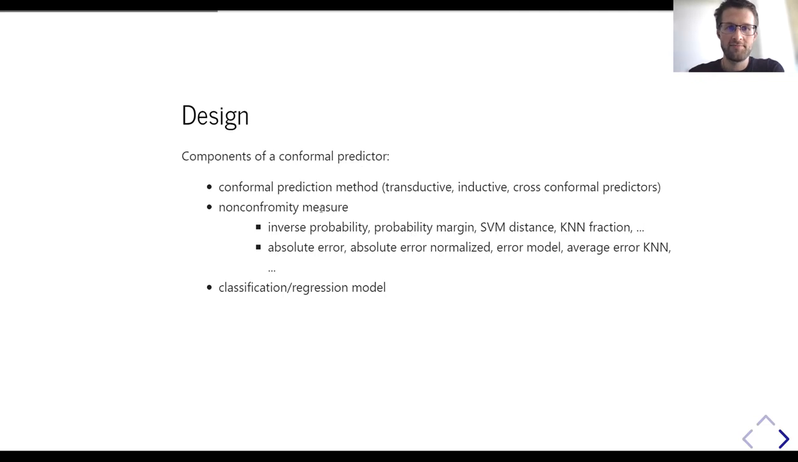So this is the second component, and in most cases, there's also a third component, which is the underlying classification or regression model. If we're using some inverse probability or probability margin, we need an underlying classification model.